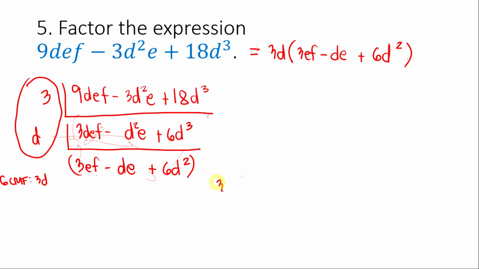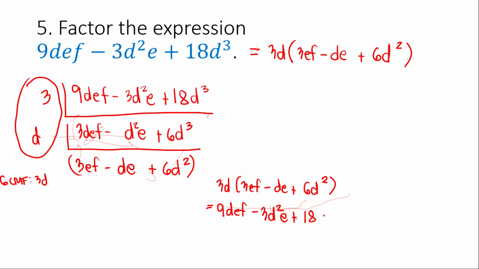Okay, let's check. 3D times 3EF minus DE plus 6d squared. Alright, dito na lang. So, 3d times 3ef is 9def minus 3d times negative de is minus 3d squared e plus 6 times 3 is 18. D squared times d is d to the third power. Which means, tama ang nakuha nating factored form.